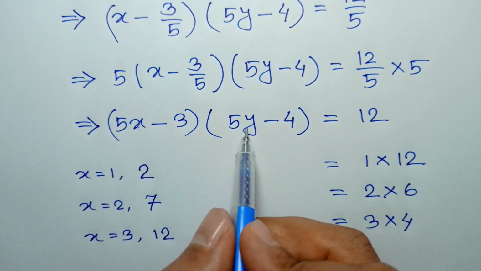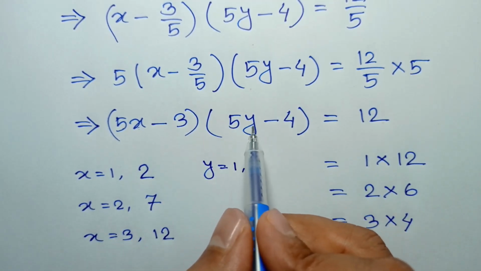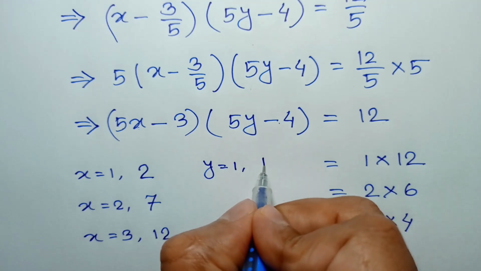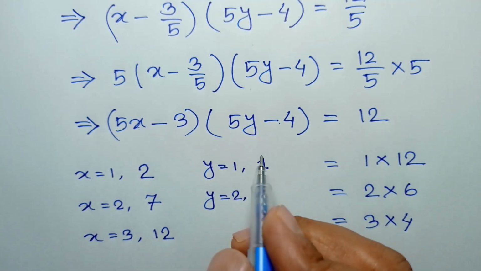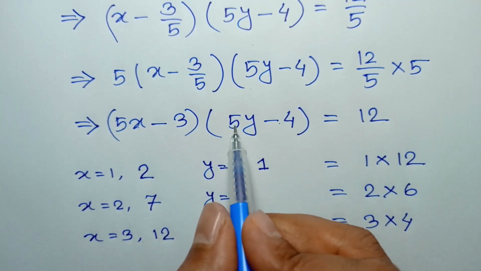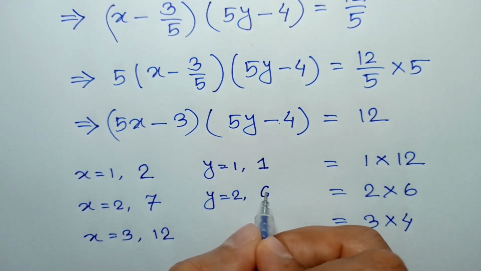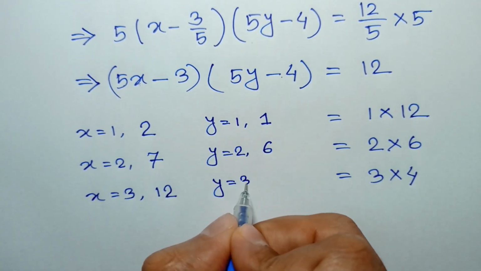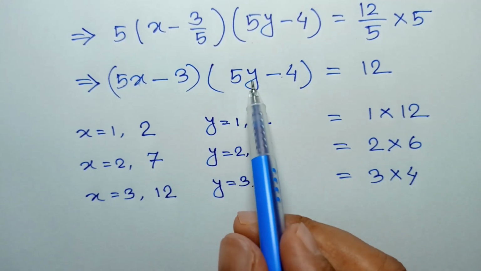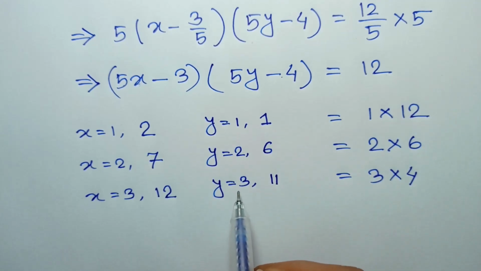So from here, when y is equal to 1, then 5y minus 4, it will be 1. And when y is equal to 2, then 5y minus 4, so 5 times 2 is 10 minus 4 is 6, and when y is equal to 3, then 3 times 5 is 15 minus 4 is 11, and for next value of y it will be greater than 12.